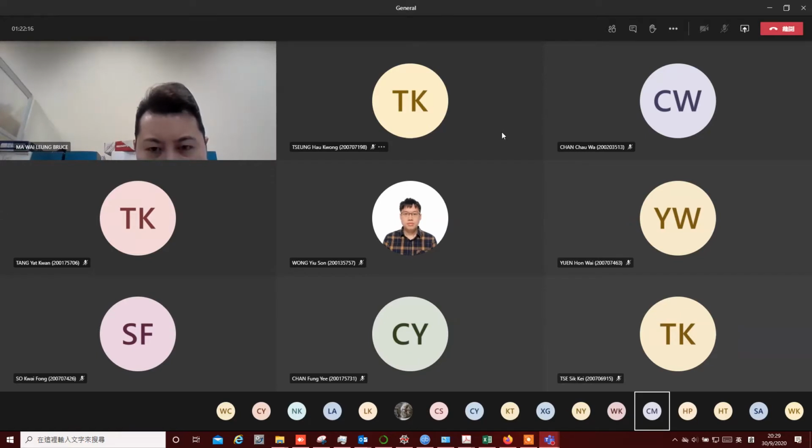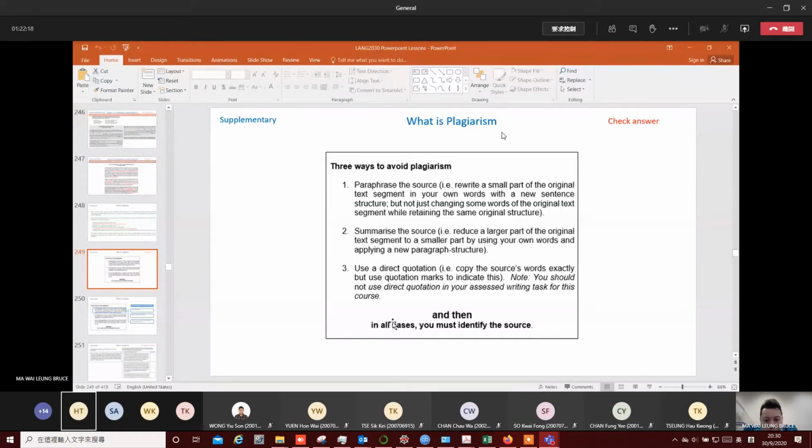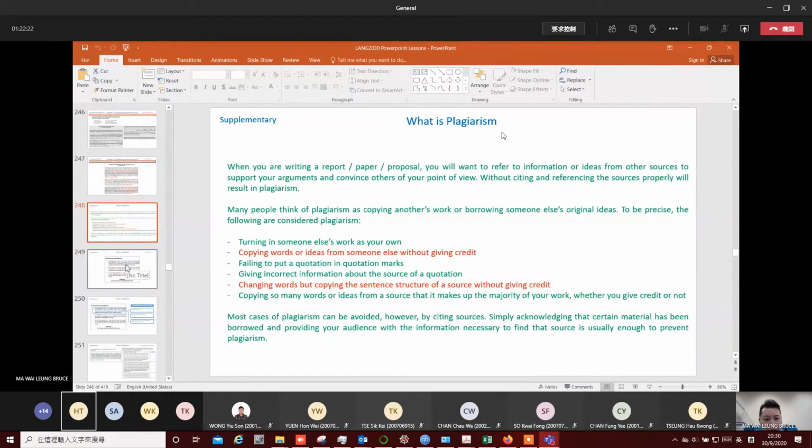First of all, we have to know what is plagiarism. Okay, what is plagiarism? Plagiarism means when we are writing a report, a paper, you want to refer to the information and ideas from other sources to support your argument and convince others about your point of view. Without citing and referencing the sources properly will result in plagiarism. So many people think of plagiarism as copying other people's work or borrowing someone's idea. But to be precise, the following are considered plagiarism.